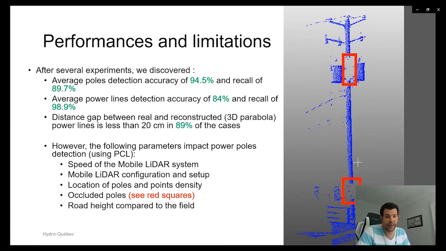And also sometimes your mobile LiDAR is on a road that is higher than the field, or the opposite, lower than the field, and your pole, for example, is located on a hill. So with your LiDAR, you can only detect a small portion or half of your pole, so it becomes impossible to detect that pole as being a pole.